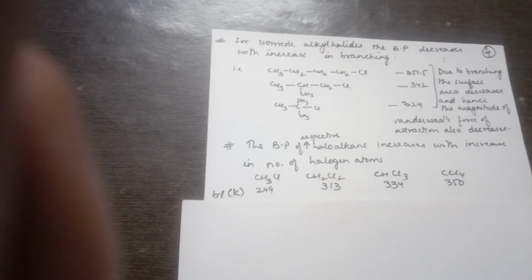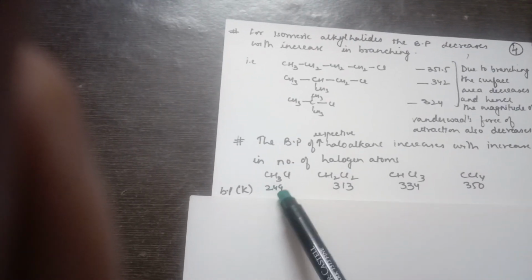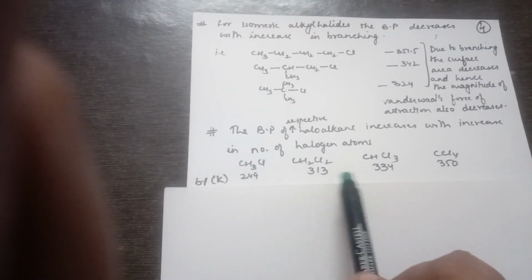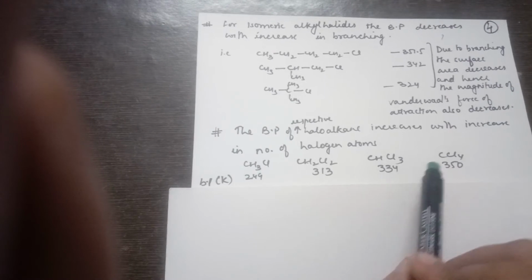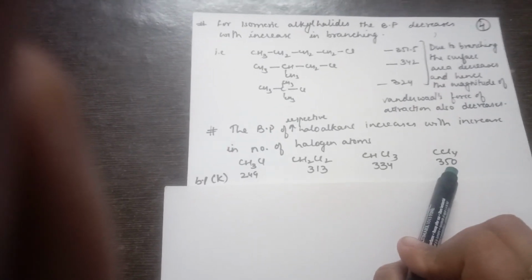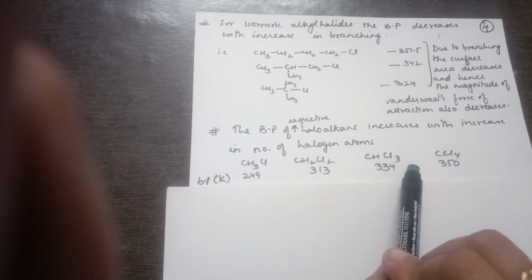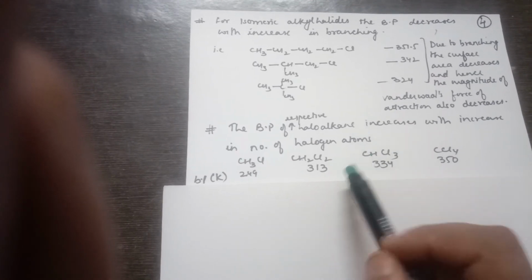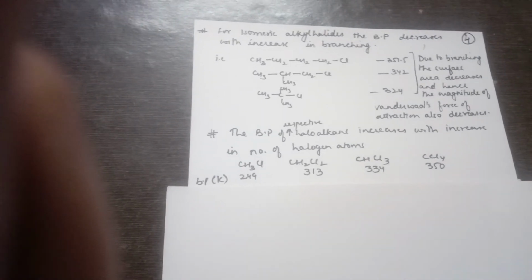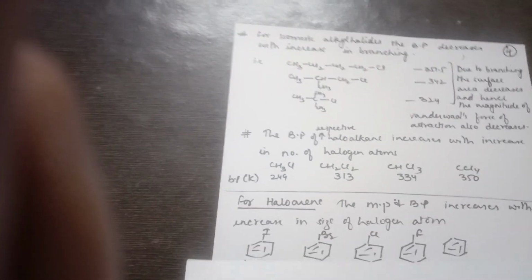Now, if the number of halogen atoms increases, the boiling point is increasing with the increase in the number of halogen atoms. That is automatically understood. If the number of halogen atoms is increasing, the molecular mass will be increasing, and so will the boiling point. Now I'll talk about the haloarenes.